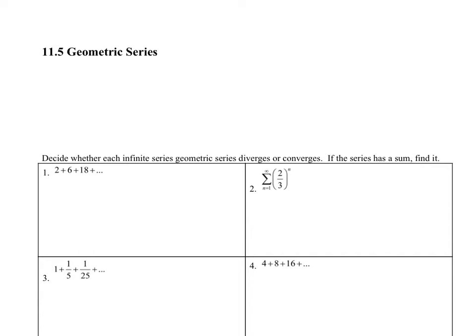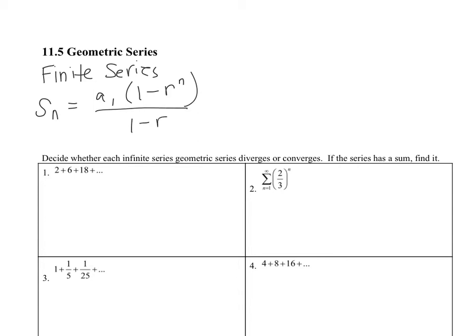So just like there's a finite arithmetic series and an infinite arithmetic series, there's a finite geometric series. The formula for a finite series, so it means it stops, that's geometric, is the sum is the first term times 1 minus r, which is the common ratio, to the n, which is the number of terms, over 1 minus r, where r is the common ratio and n is the number of terms.